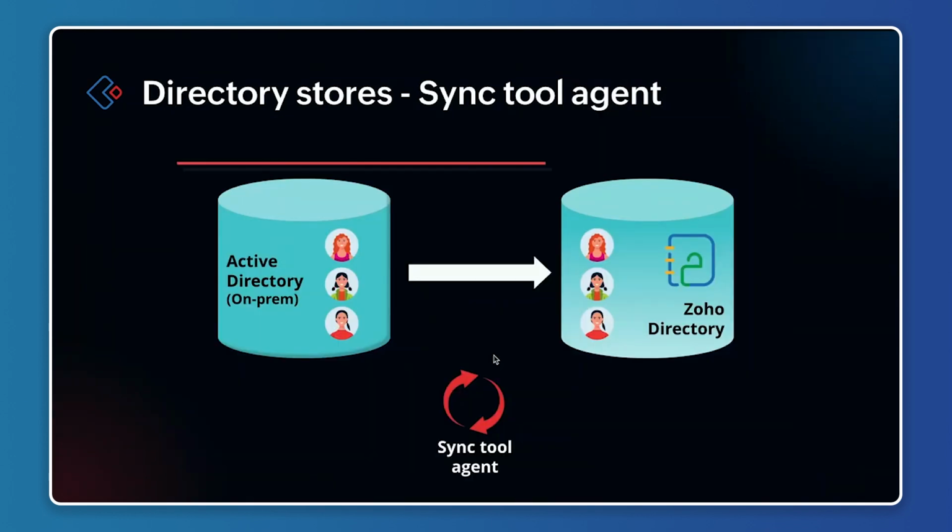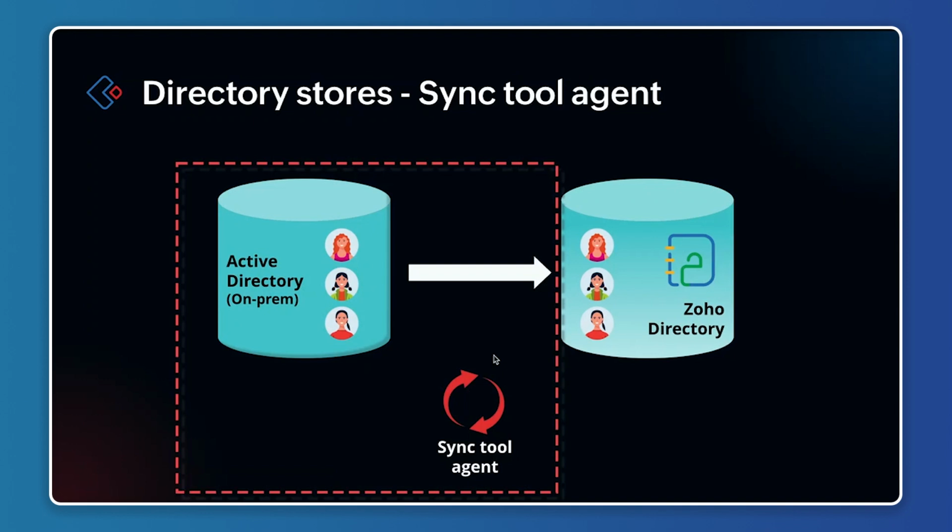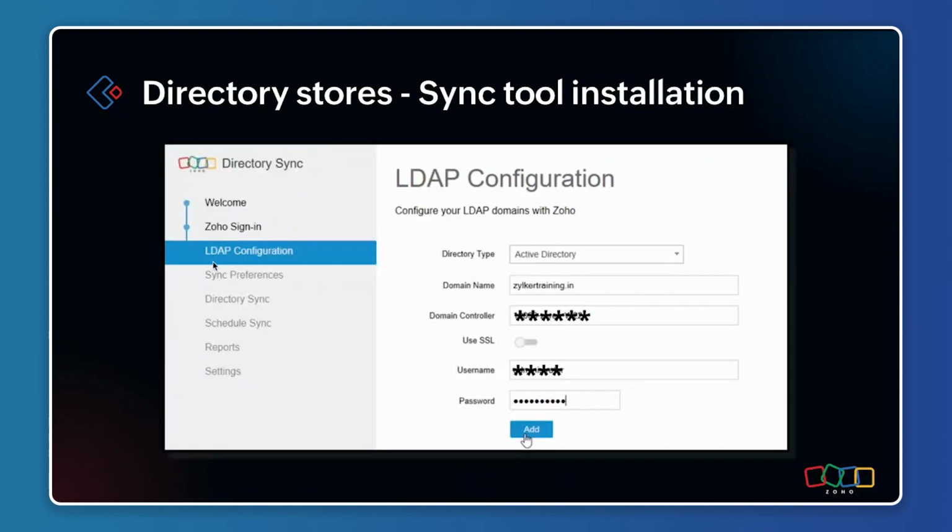Now comes the second step, wherein we are going to create a connection with the sync tool agent and the Active Directory on-prem application that I have in my local machine. In order to achieve this, all you need to do is just click on this LDAP configuration. And over here, you need to choose the directory type as Active Directory, because we have chosen the Active Directory as the external directory over here. So just select the directory type, followed by the domain name, enter your domain name, and then comes the domain controller.